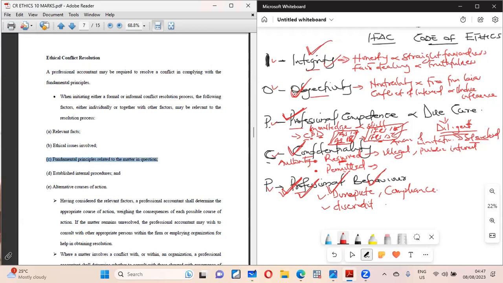When you are done, look at the fundamental principles related to the matter in question. So now that you know this. Yes, Tom, can you go over what you just mentioned again? I have interest in that one. Which one? From where you are matching integrity to professional behavior, objectivity to the other side.